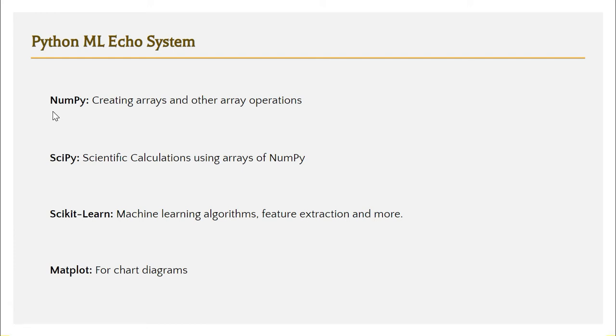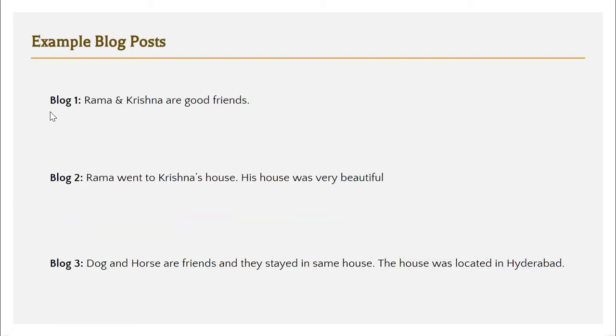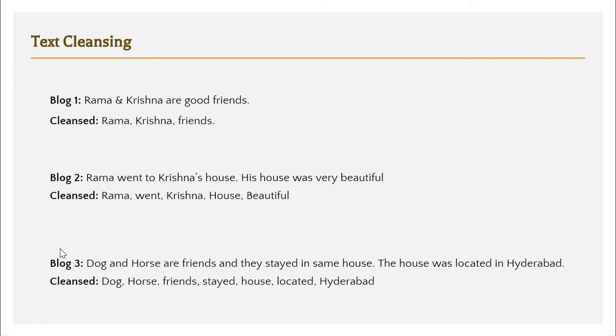With that said, we'll have a quick recap of what we have discussed about count vectors and then go ahead and see how to implement the code using this explorative way which I have discussed. As a quick recap, these are the three blog post examples which we have taken: blog 1, blog 2, blog 3. In the next step we did the cleansing, where we removed all the unnecessary words which are not related to the topic.